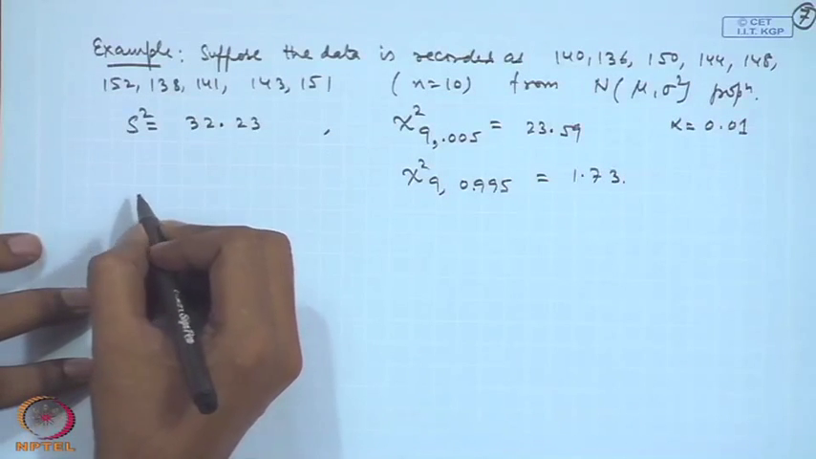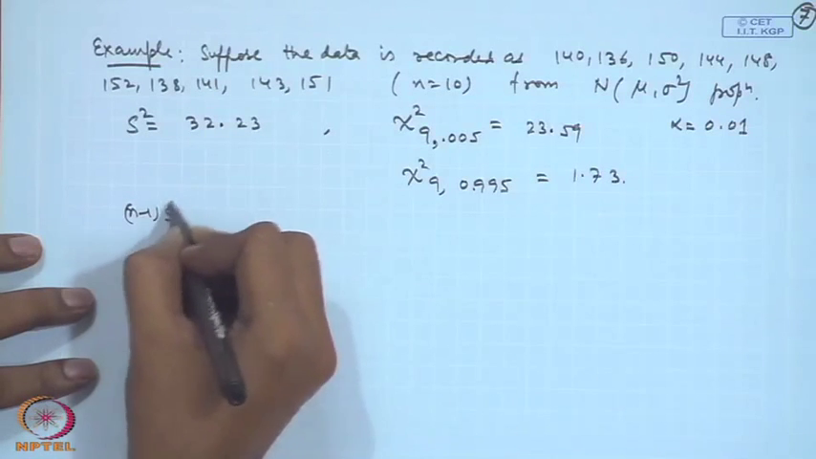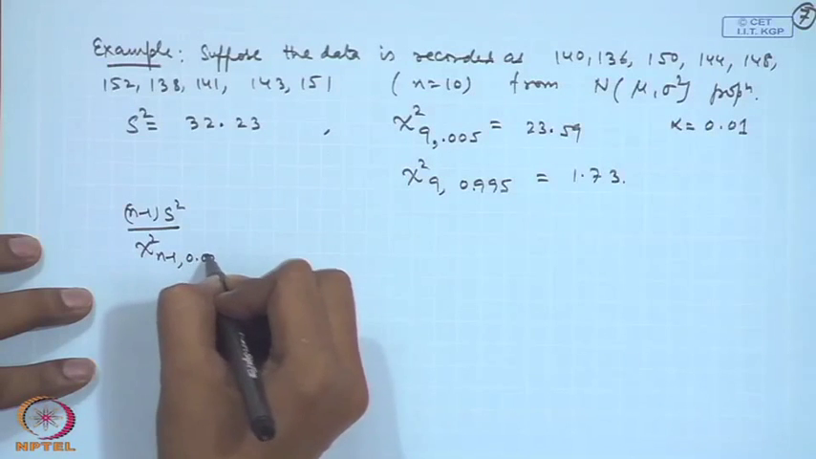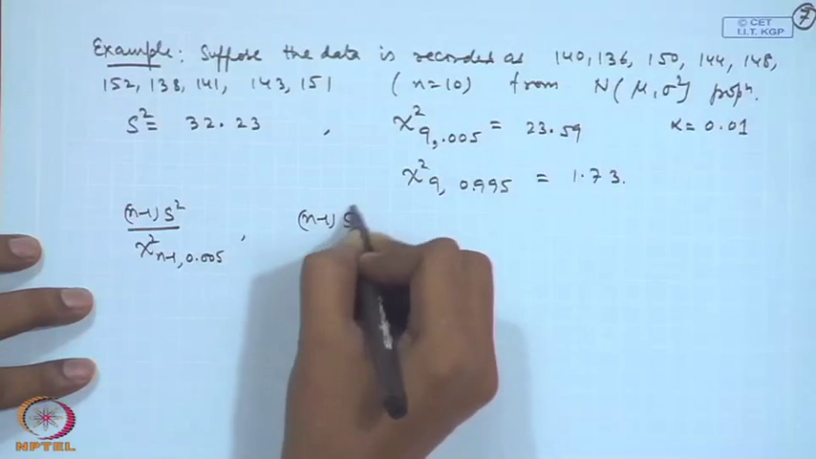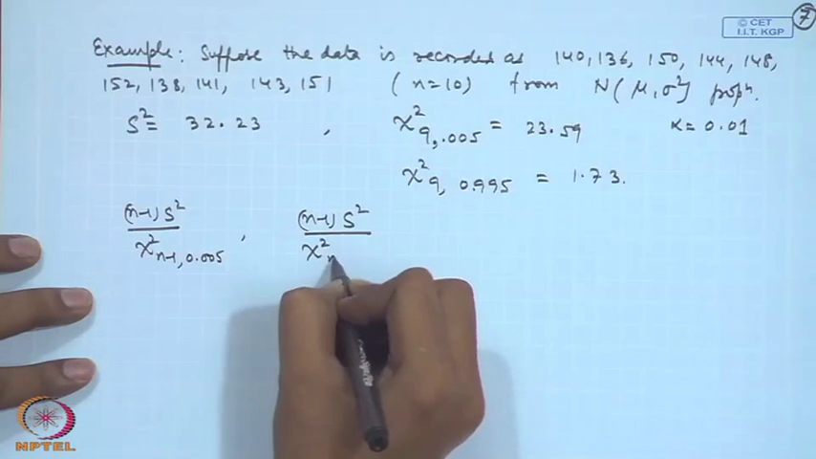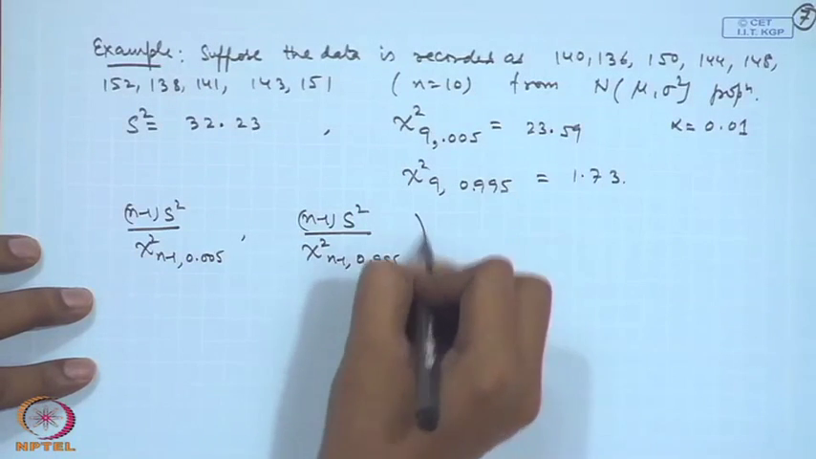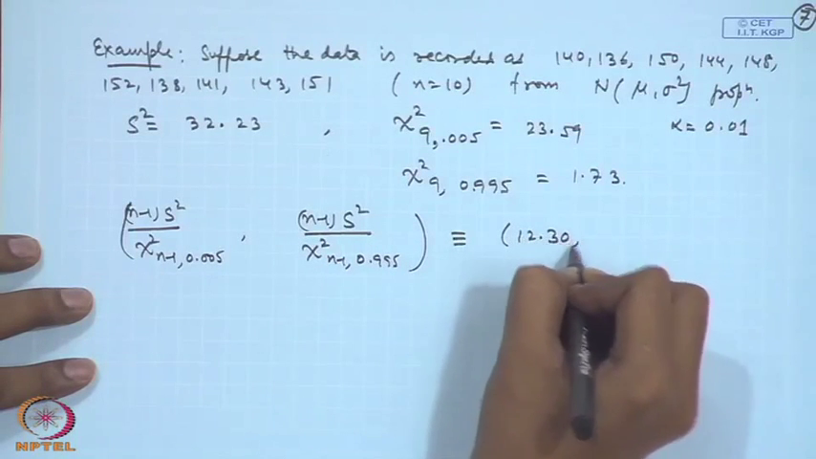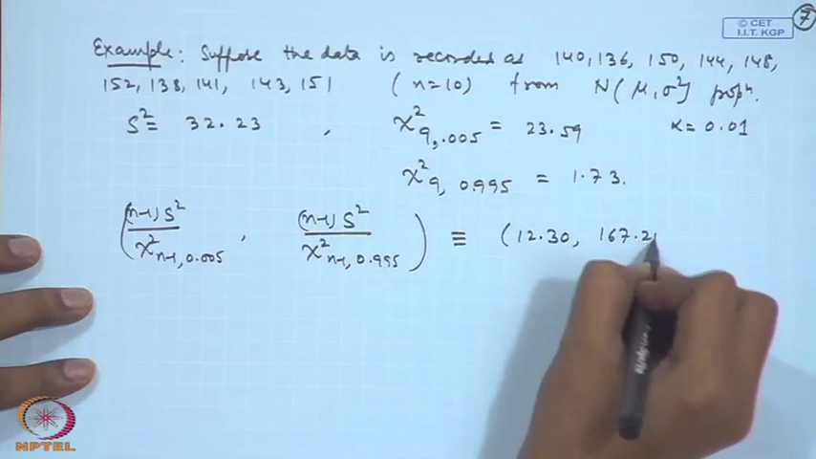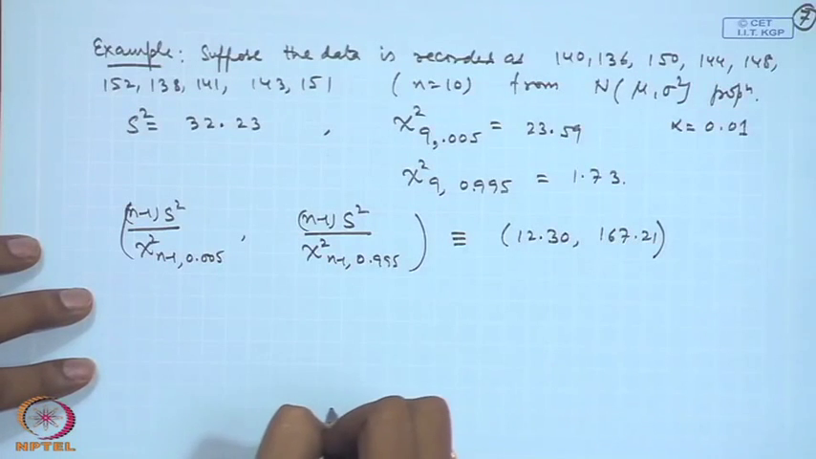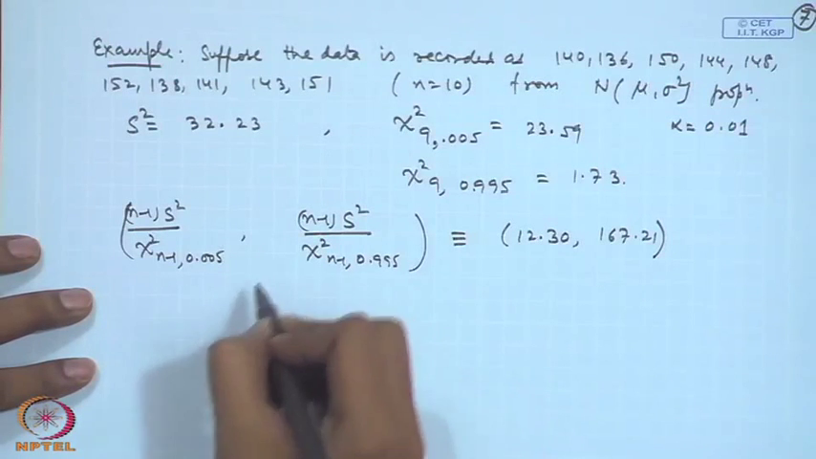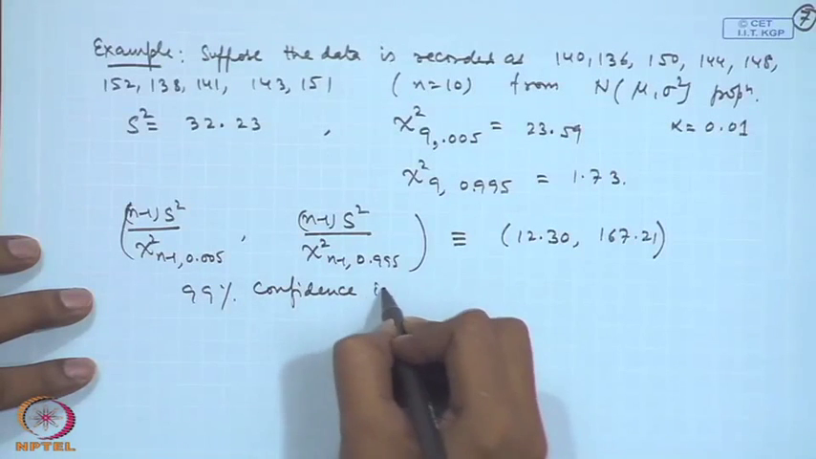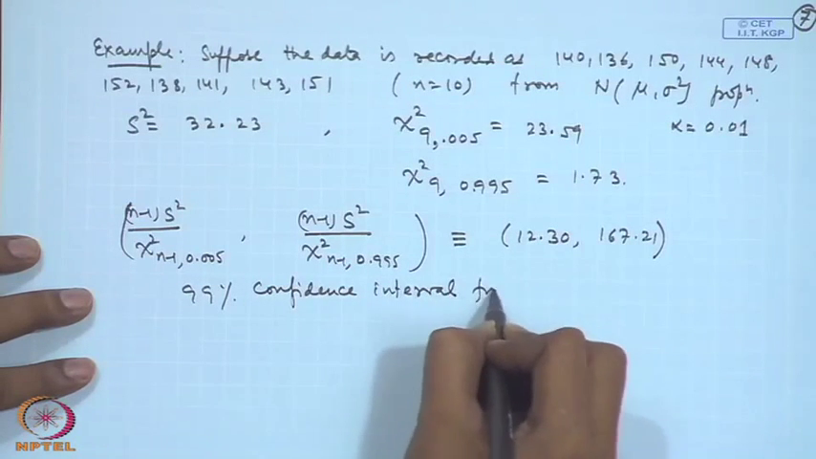So, we can calculate here (n minus 1) s square by chi square n minus 1, 0.005, to (n minus 1) s square by chi square n minus 1, 0.995. So, you can check that this is equal to 12.30 to 167.21. So, these are the confidence limits for sigma square. So, this is the 99% confidence interval for sigma square.